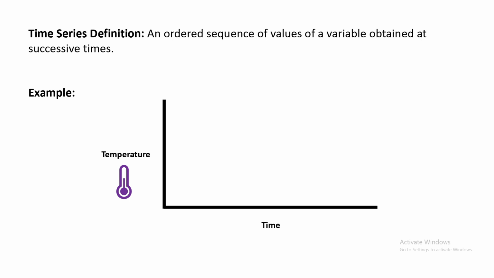So let's start off with a definition. What is a time series? It's an ordered sequence of values of a variable obtained at successive times. For example, let's say we recorded the temperature every 2 hours during a day. This could form a time series.